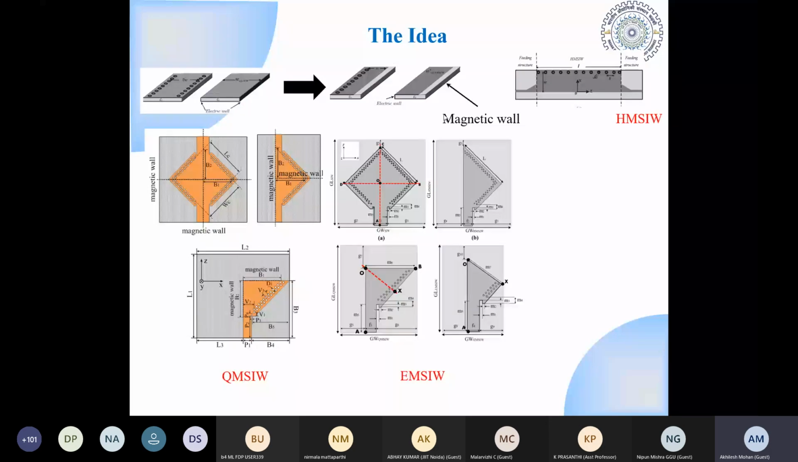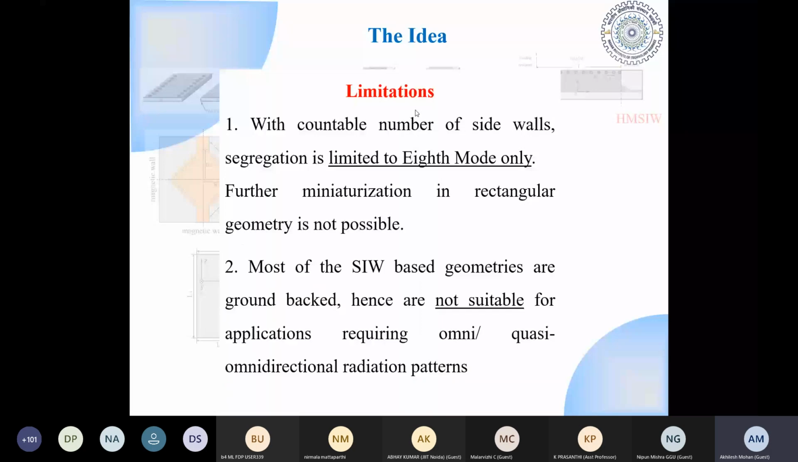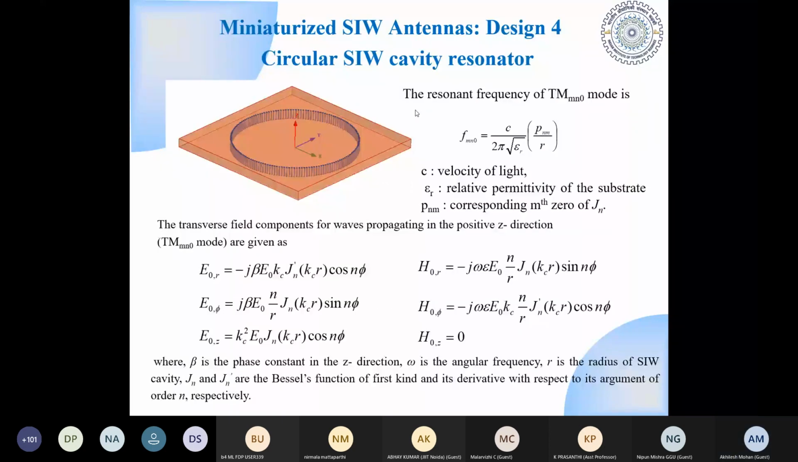One more thing: for most applications, we require an omnidirectional or custom direction radiation pattern. At the background they have the copper plate, the ground plate, so the fields will not be omnidirectional. So what we want is another type of cavity, which is the circular SIW cavity, whose field configurations are like this. I will not go into detail.